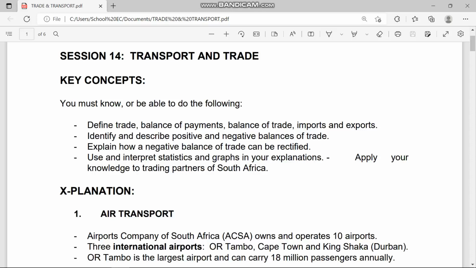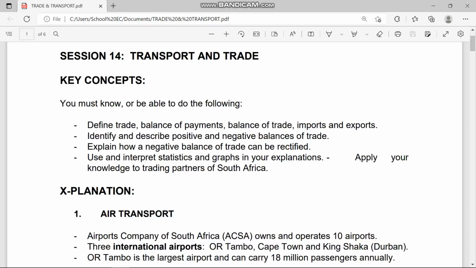The key concepts that you must know and be able to explain and define are: define trade, balance of payments, understand what balance of trade is, imports and exports, identify and describe positive and negative balance of trade. Explain how a negative balance of trade can be rectified. Use and interpret statistics and graphs in your explanations. Apply your own knowledge to trading partners of South Africa.